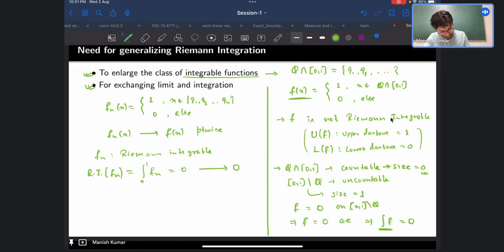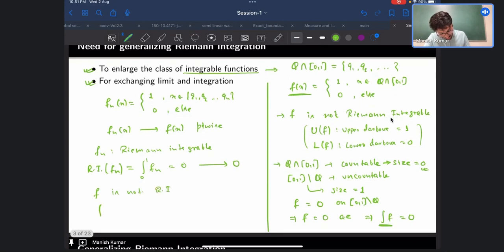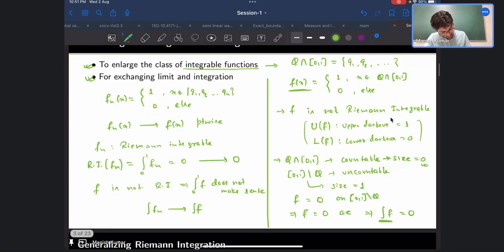But we know that the function f is not Riemann integrable, so the integral of f from 0 to 1 does not make sense. This means we cannot talk about such a thing. This is not the Riemann integration of f, but we know that some integration of f is 0. We need to make sense of that.